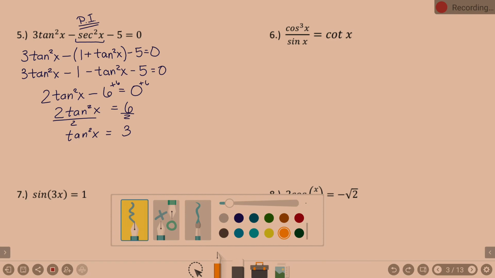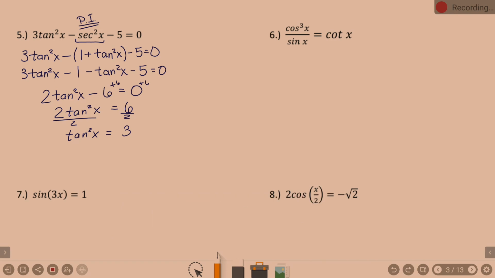In order to get tangent squared to become tangent, you want to square root. If we square root one side, we're going to square root the other side. The square root of tangent squared x is tangent x. What's the square root of 3? Square root of 3 and negative square root of 3. Plus or minus square root of 3.